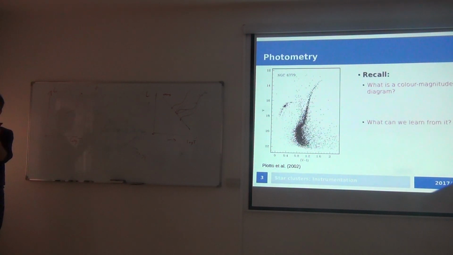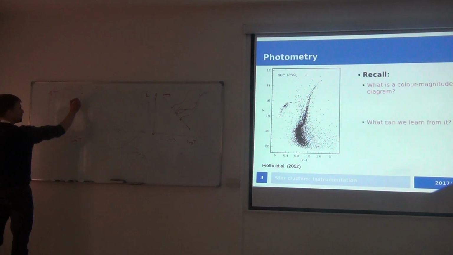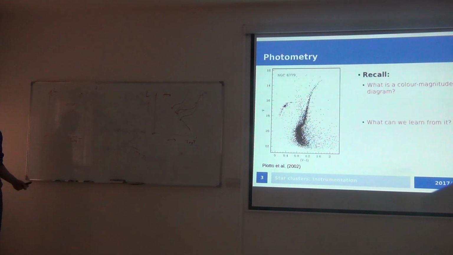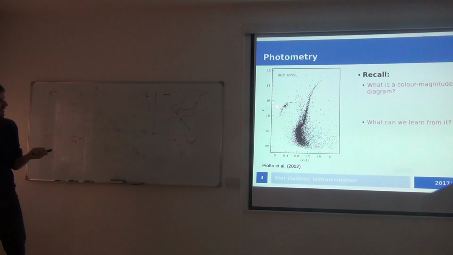Okay. And at some point, you have the ignition of helium burning in the core, which is called the helium flash, and which makes the stars move to this part. This is called the horizontal branch. And this is what you see here, the horizontal branch.